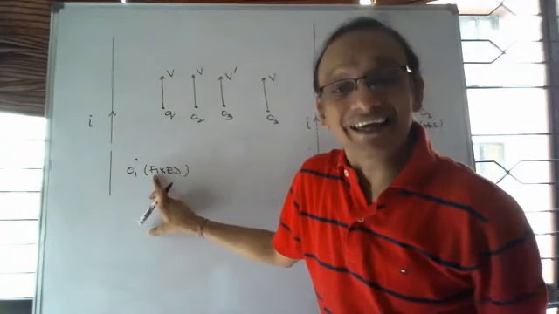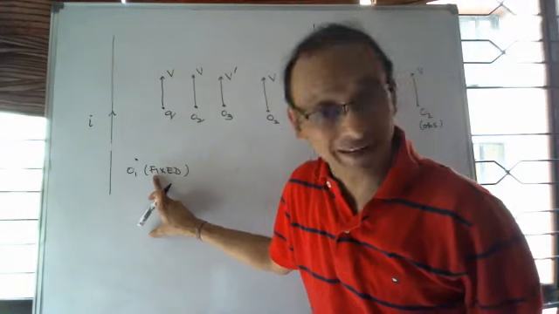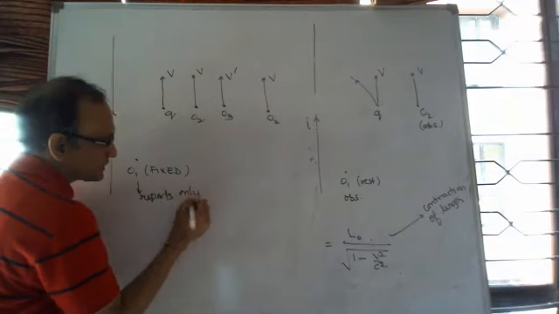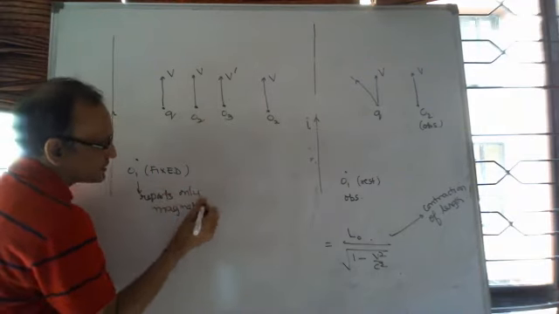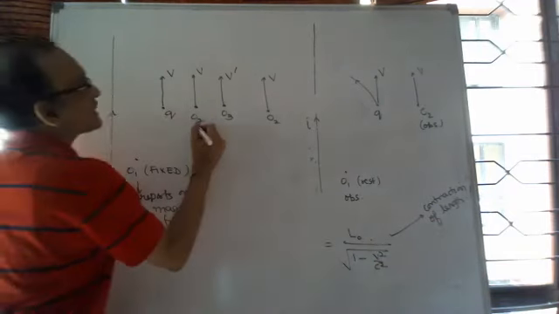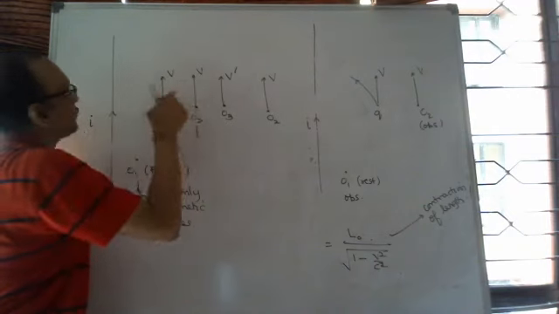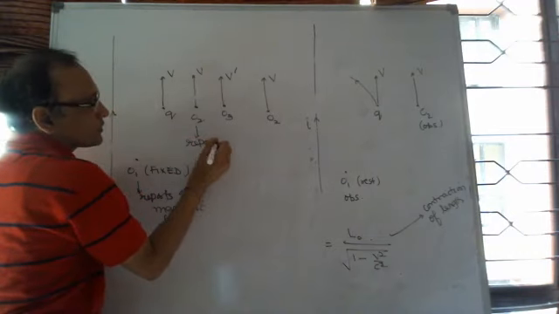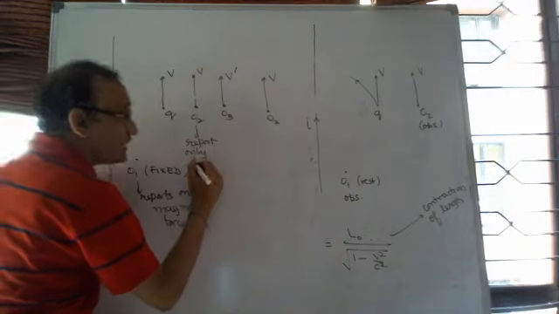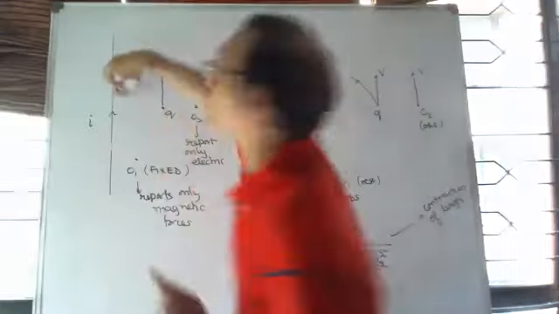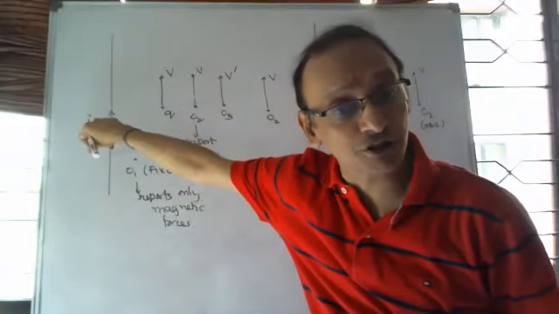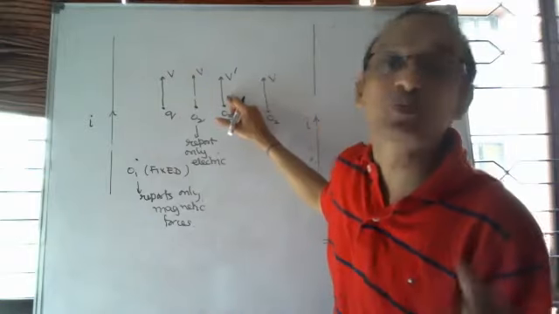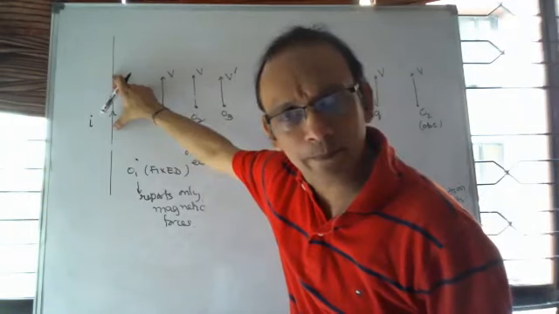The fixed guy O1 will report only magnetic forces. This guy O2, which is moving in tandem, will say no, there is no magnetic force, because the relative velocity is zero. He will report only electric forces. Why would he see electric? Because of relativistic length contraction. But no magnetic, because the relative velocity is zero. And this guy will report both, because for him too there is length contraction here.